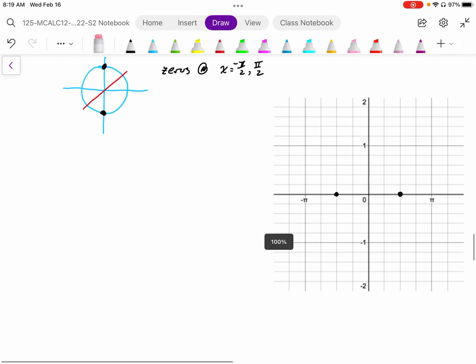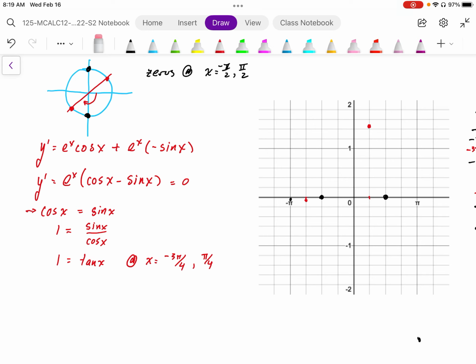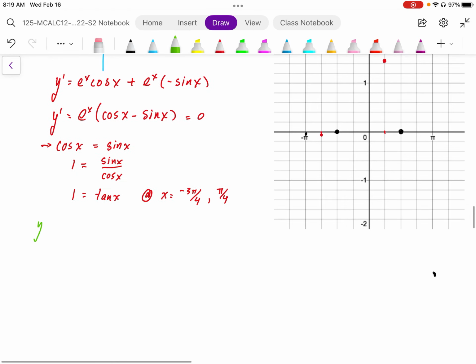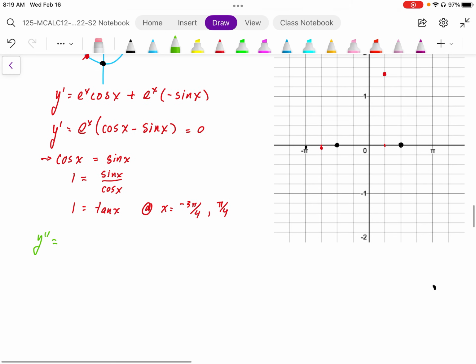Okay, so we're going to look for the second derivative of this. We're going to differentiate again, so we take the second derivative, y double prime. When I differentiate that expression, I'm going to end up with e to the x times cos x minus sine x, plus e to the x, and then differentiating cos, I get negative sine x, minus the derivative of sine, which is cos x. Then I can simplify this expression.